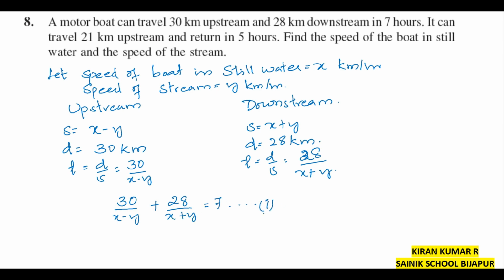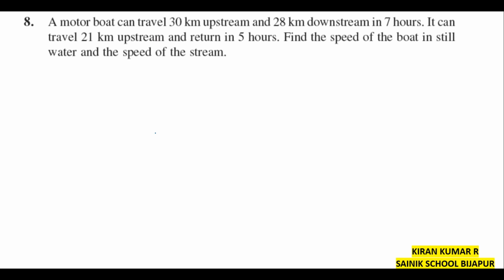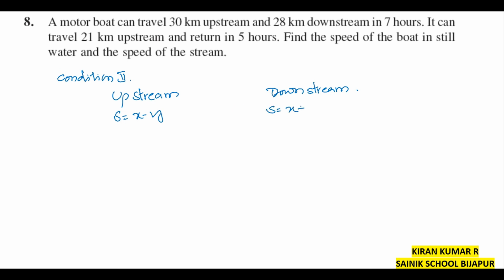Let me call this equation 1. That was about the first condition. Now, what is the second condition? Condition 2. In a similar way, I'll write upstream separately and downstream separately. Upstream, the speed is x minus y. Downstream, the speed is x plus y. The distance covered upstream is 21 km and the distance covered downstream is also 21 km.